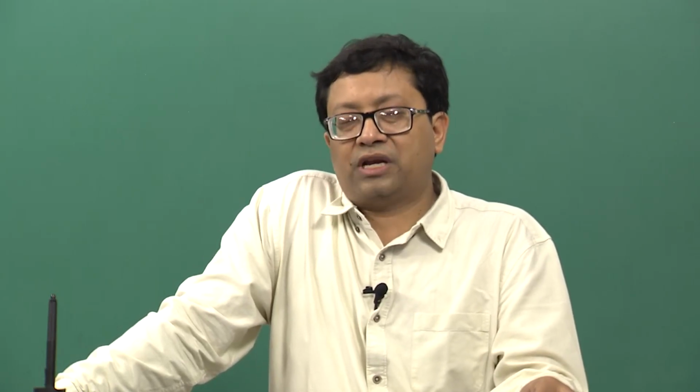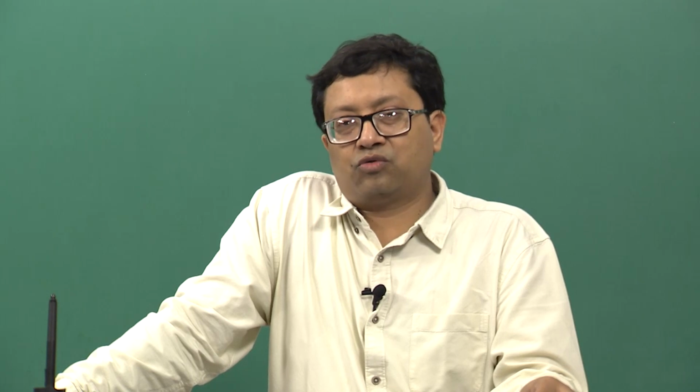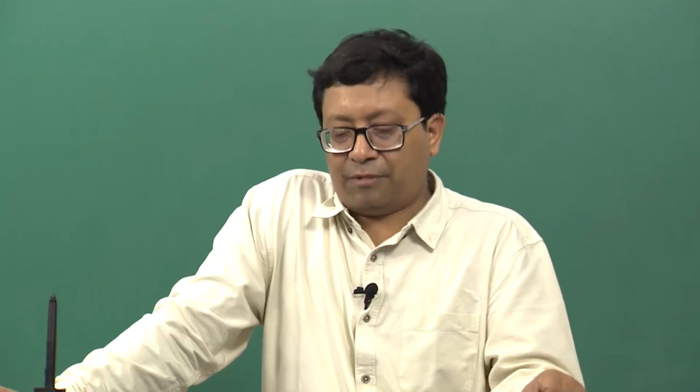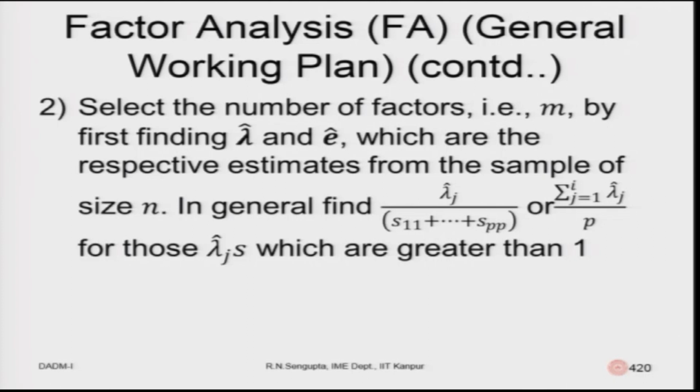Then similarly, we will have E21, E22, E23 to E2p, where the first value would correspond to the eigenvectors, which is the second level, and for lambda 2. Now, with respect to the estimates from the sample size n, we get it.